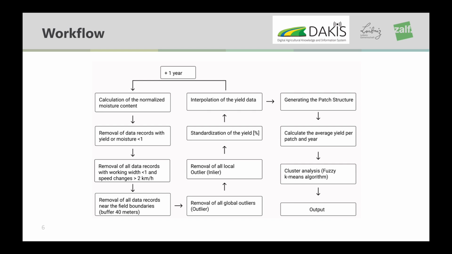Here you can see the workflow we have implemented. This left part here is about the correct processing of the yield maps, filtering of erroneous data points and interpolation of the yield values. This right part is about the creation of the patch structure and the cluster analysis. I will now introduce the most important things in detail. The first processing steps are the calculation of the yield to standard moisture content. Data points with a moisture content or yield value of less than 1 are removed, and data points with a harvester header width smaller than 1 and sun speed changes greater than 2 km per hour are removed.